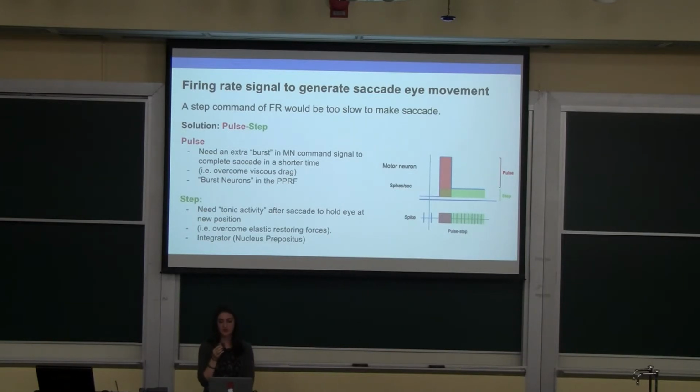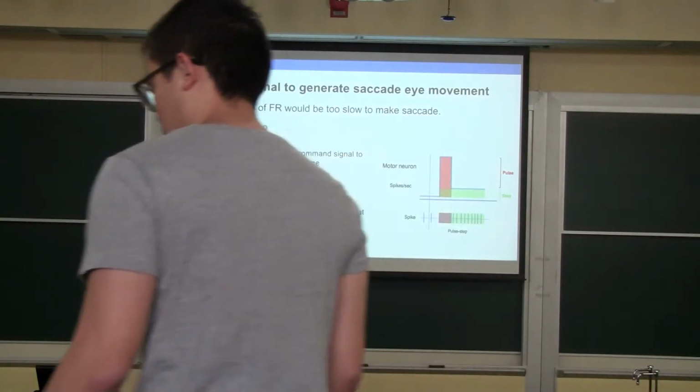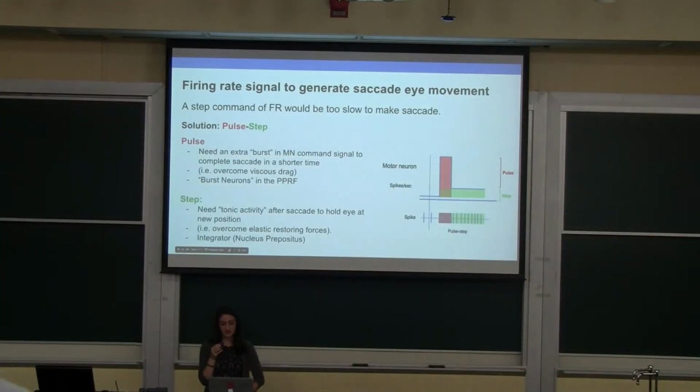So they found that you needed an extra burst to actually generate the command to complete a saccade, and then the step is needed to actually fix your eye at a certain point. So the pulse occurs in these burst neurons, so that's indicated by the red, and it just happens in the beginning portion of the saccade, and then the step is initiated to hold the eye at the new position, and this is accomplished by an integrator in the nucleus prepositus, and then it holds your eye in this new position.